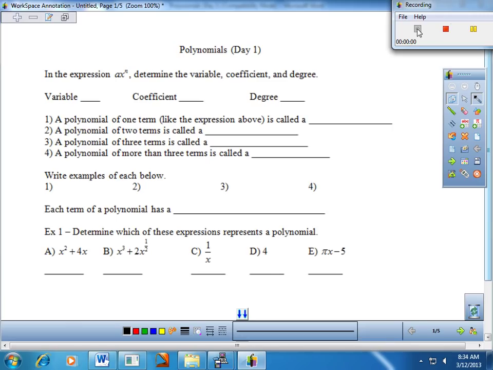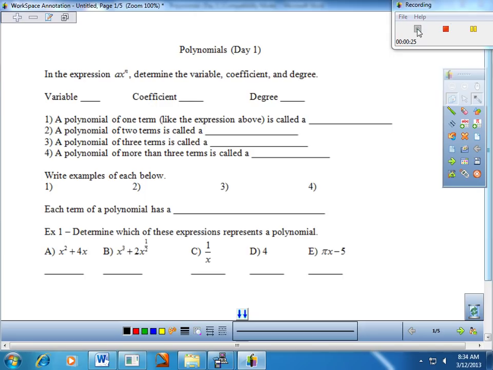Welcome. The title of today's notes worksheet is Polynomials Day 1. We'll be doing a lot of work with polynomial expressions, polynomial equations, and polynomial functions over the course of the year. So today's lesson just offers us an opportunity to develop the foundation for polynomials, to develop some of the characteristics, and then begin the process of the manipulations and operations with them.